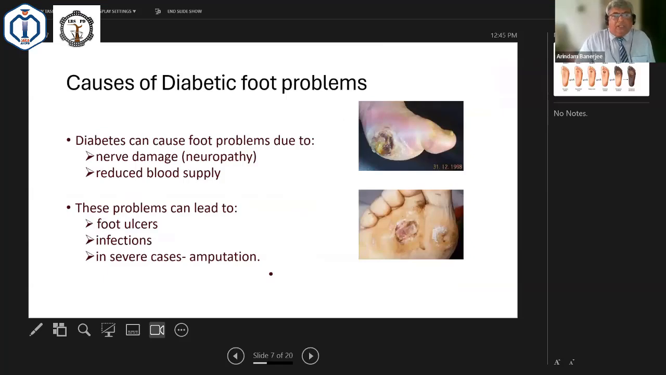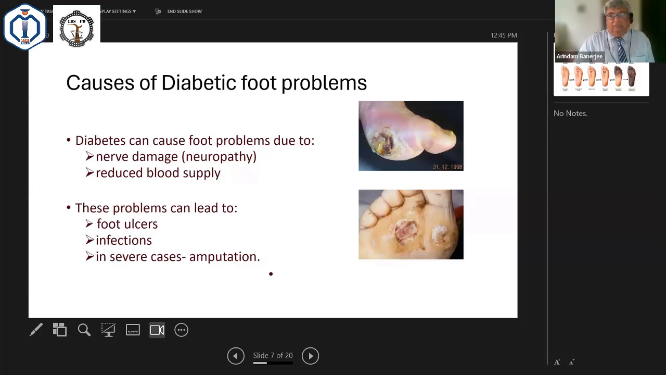So the problems that a diabetic has in the feet are usually due to neuropathy, which is nerve damage, or due to reduced blood supply. This blood supply reduction can be both ways. It can be macrovascular, by which I mean that from the popliteal artery onwards, the vessels, the anterior tibial and the posterior tibial, they may have reduced flow due to changes in the blood vessel lumens, or these problems can be microvascular.